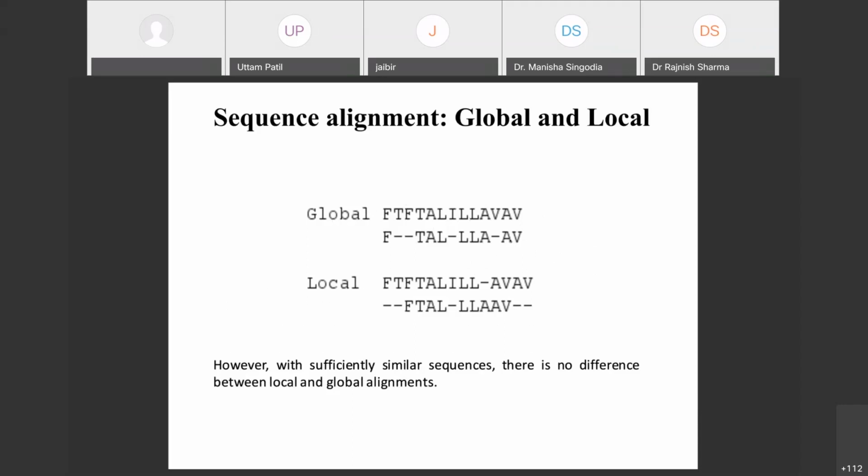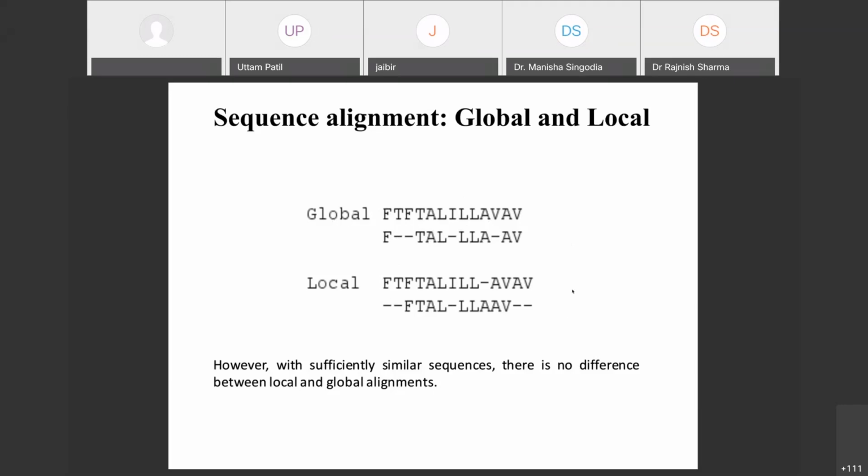But if you see here, we are introducing a lot of gaps in the alignment, which might not be possible if you look from an evolutionary point of view. So this is what global alignment is. And as I said, in global alignment there is more emphasis on quantity over quality.